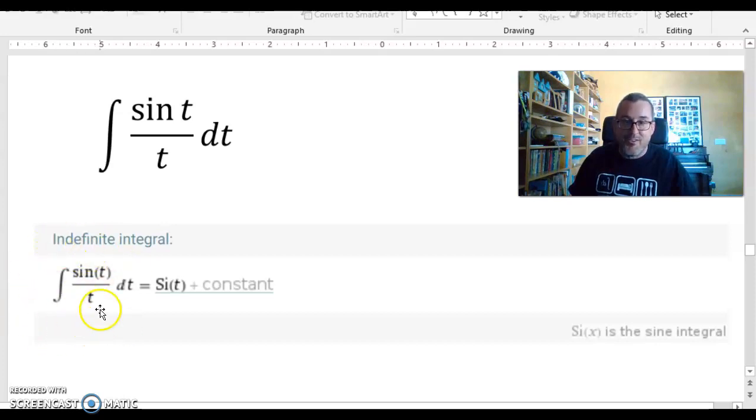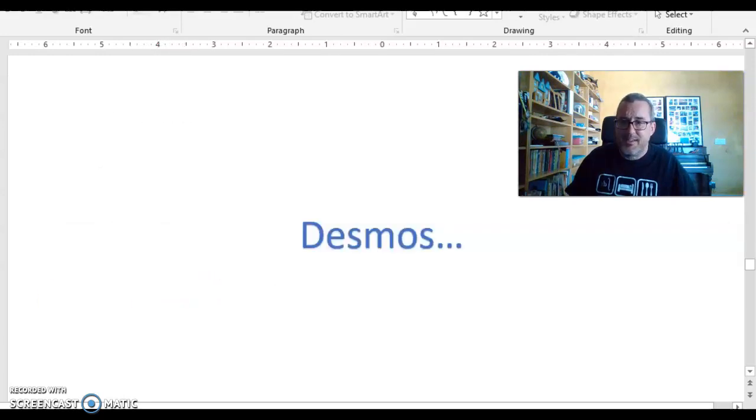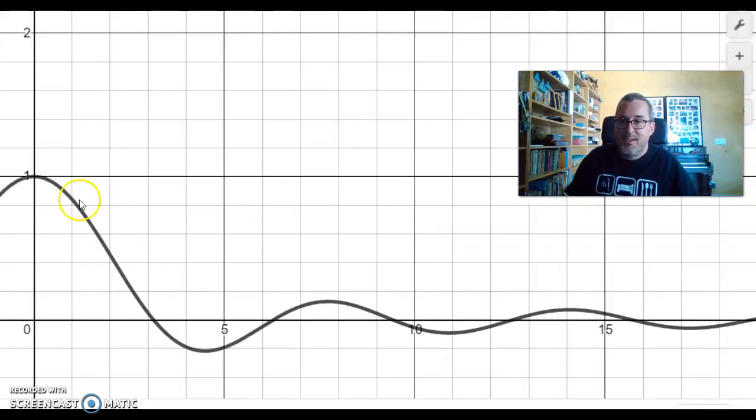But since this integral is useful in different fields in engineering, and optics is an especially common place where this integral might be useful, we just give it a name. We call it the sine integral, Si of t. So let's examine this some more using Desmos. I'm only showing you the graphical side because I don't want you to be focused on my stuff that made Desmos do this. But here is that function sine t over t that we were examining earlier.